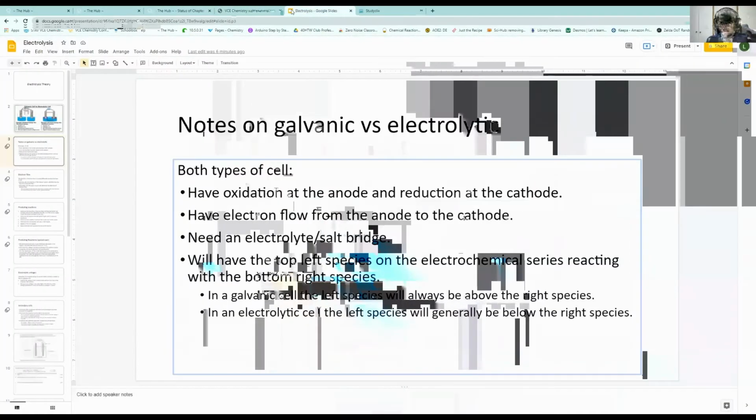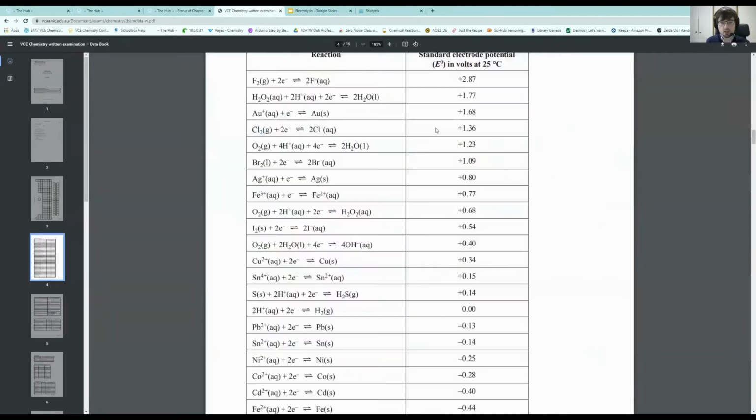If you had chlorine gas and bromine gas, the chlorine gas is always going to react first, because the higher we are, the higher the reduction potential. Regardless of whether it's galvanic or electrolytic, the higher the voltage, the more favorable the reaction is. It's just that if the total voltage is positive, it'll be galvanic. If the total is negative, it's electrolytic. And if it's negative, that's why we need to add extra volts into it.